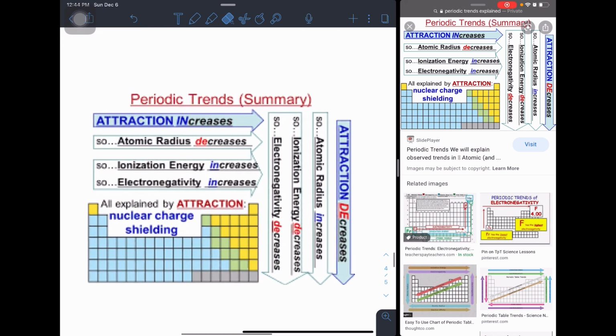So here's a more in-depth summary of the different periodic trends, and that's basically going to be it.